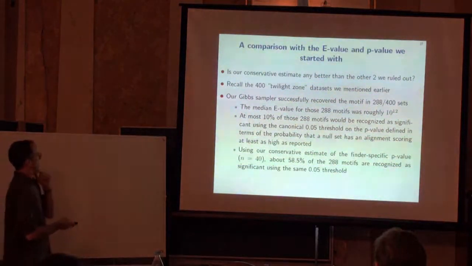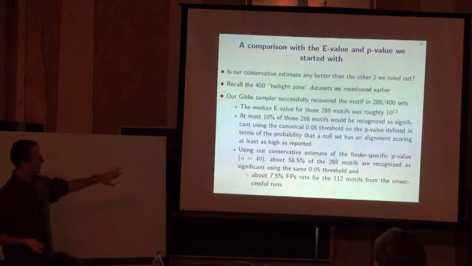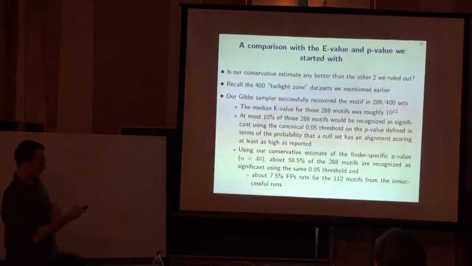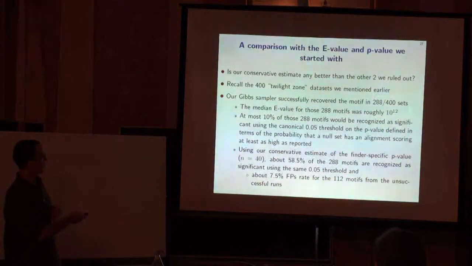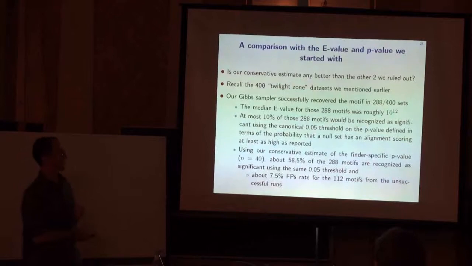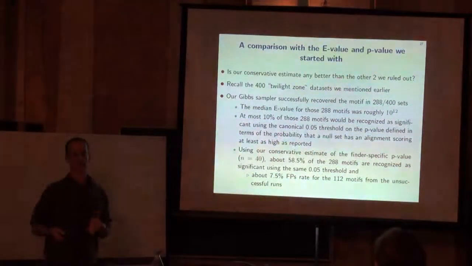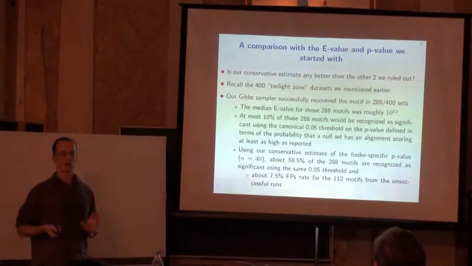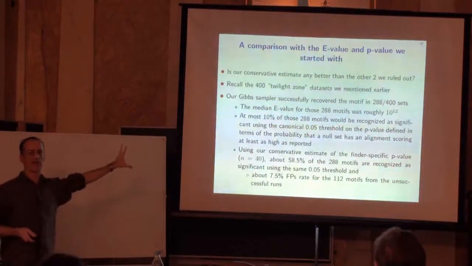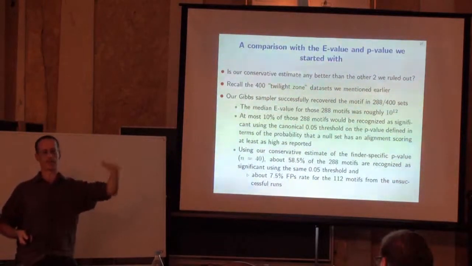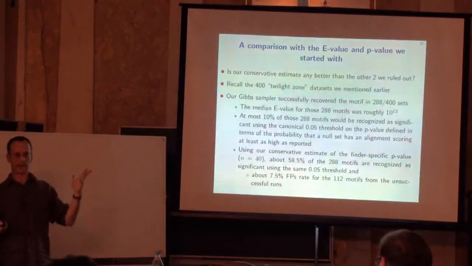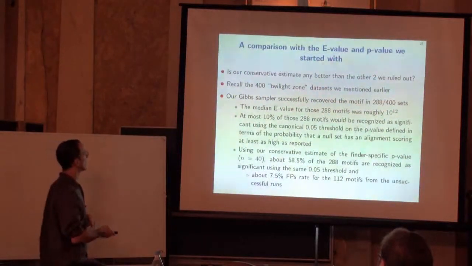At the same time, about 7.5% of the 112 runs where the motif finder was not successful were below the 0.05 significance threshold. So it's pretty good. The best answer would have been 5%. I'm a little bit above that. There is an explanation for that. I don't have time to go into it.